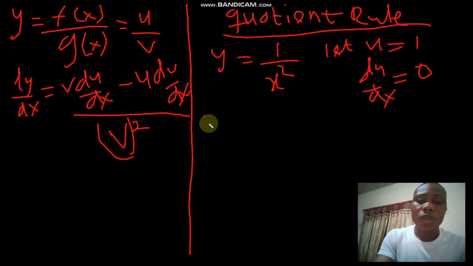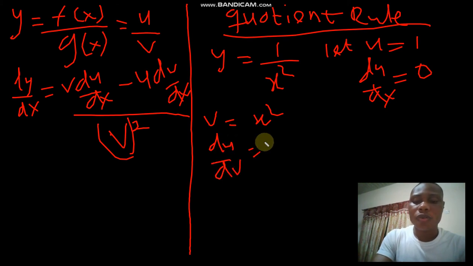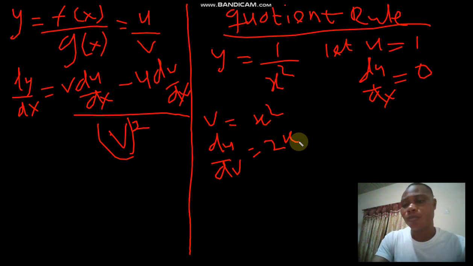Then let v be x squared, so dv/dx is 2x. This rule has also been tackled in the first video on the rules of differentiation. You can watch that video and you'll be clear. So what do we do? Those are the things we need.